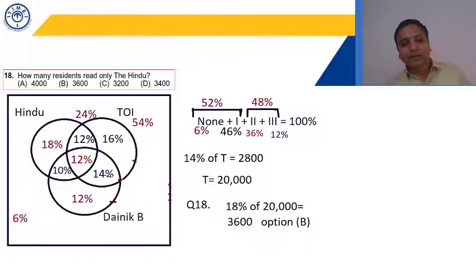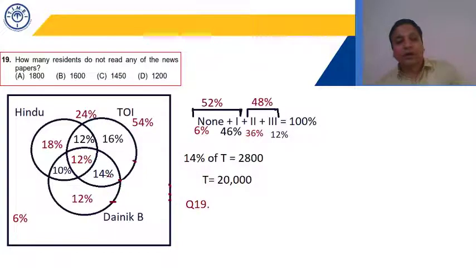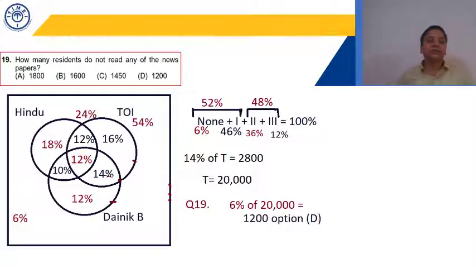Am I clear? How many residents read only The Hindu? The Hindu is represented by 18% of total. 18% of 20,000 is 3600. How many residents do not read any of the newspapers? None is 6% of 20,000. 6% of 20,000 is nothing but 1200, which is option D.